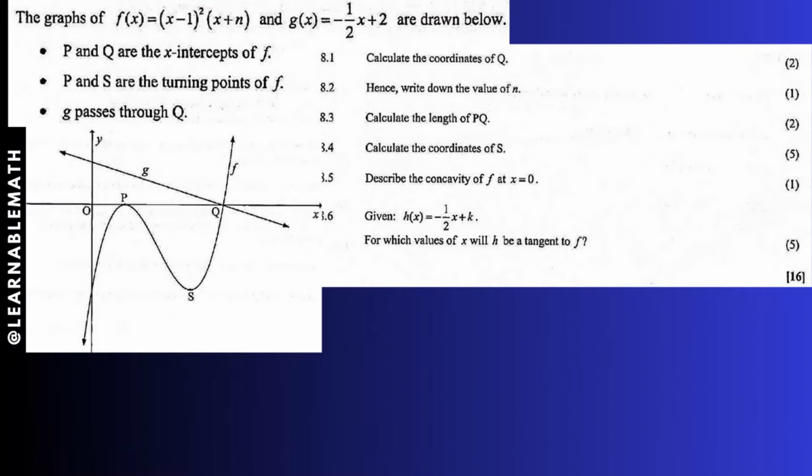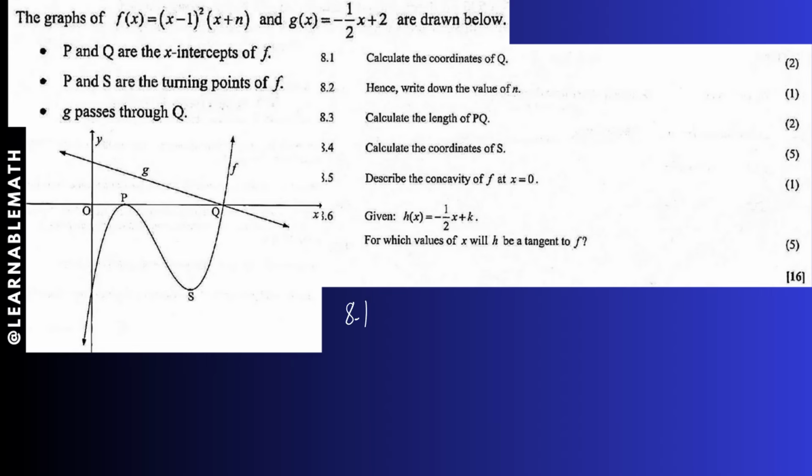Okay, so this was question 8, and we're given that the graphs of f(x) = (x - 1)²(x + n) and g(x) = -1/2 x + 2 are drawn. We are told that P and Q, as you can see in the diagram, are the x-intercepts of f, and P and S are the turning points of f, and g passes through Q. So the first question, 8.1, wants us to calculate the coordinates of Q.